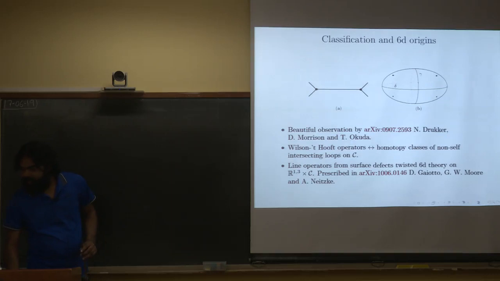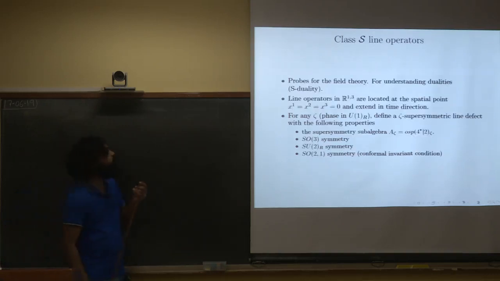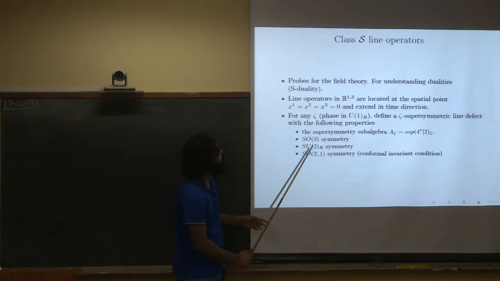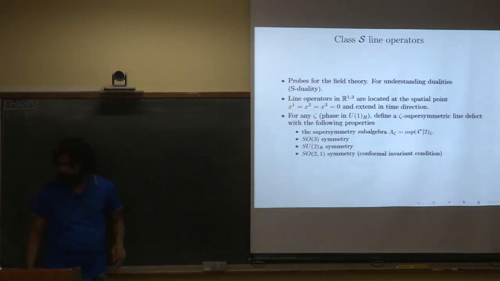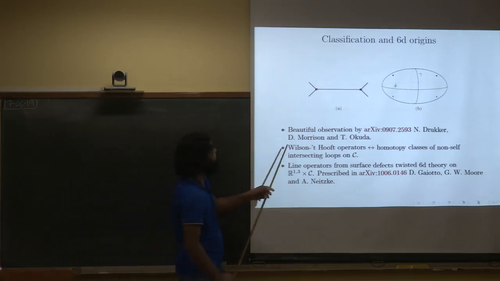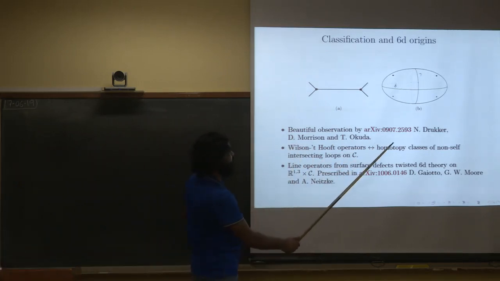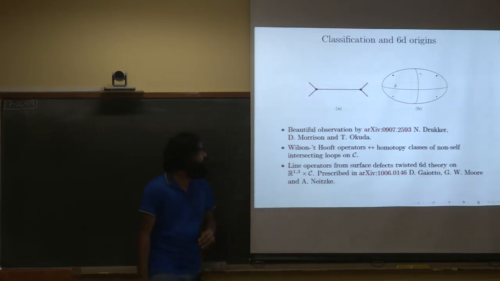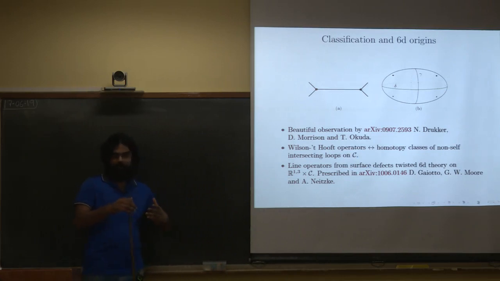Okay, good. So that's the list of symmetries that we must keep in mind while working holographically with these loop operators. People have been studying and classifying these loop operators, and one beautiful classification was done in a paper by Drukker, Morrison, and Okuda, in which they classified these loop operators based on the homotopy classes of non-self-intersecting loops on the relevant Riemann surface.